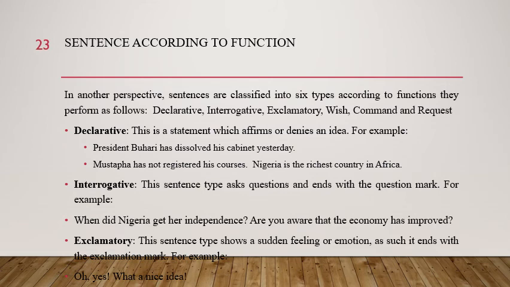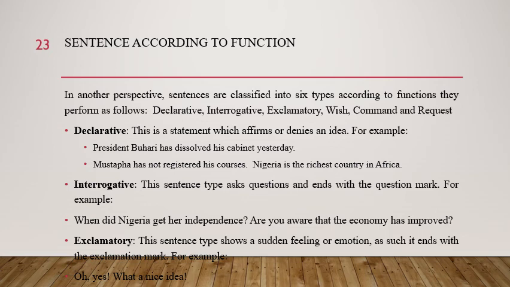From another angle, sentences are classified into six types according to the functions which they perform. For example, there's the declarative, the interrogative, exclamatory, wish, command, and request. A declarative sentence is normally a statement which either affirms or denies an idea. For example, President Buhari has dissolved his cabinet yesterday. Mustafa has not registered his courses. Nigeria is the richest country in Africa.